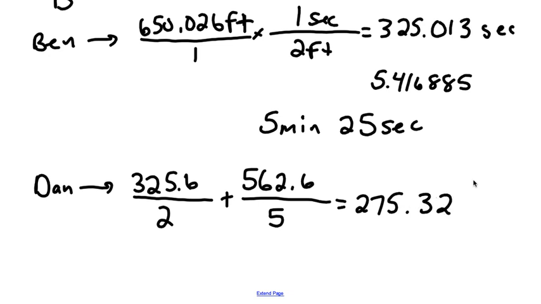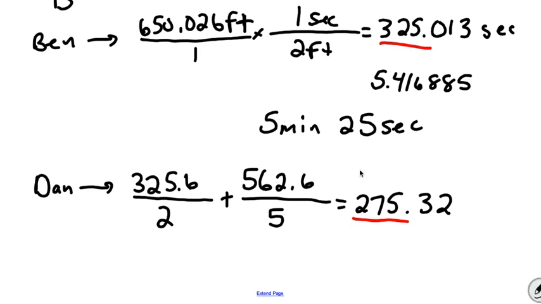Now we can see that he's going to get there first, right? Because Ben was 325 seconds. He's 275 seconds. So he's about 50 seconds faster. So you could kind of just look at that and say, all right, well, if he's 5 minutes 25, 50 seconds before that would be 4 minutes 35 seconds.